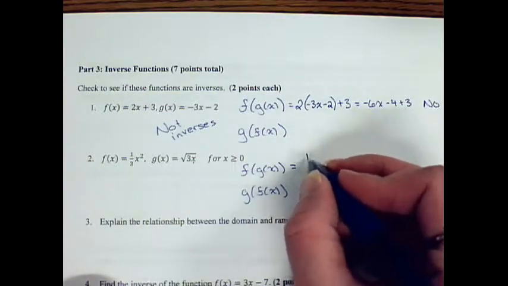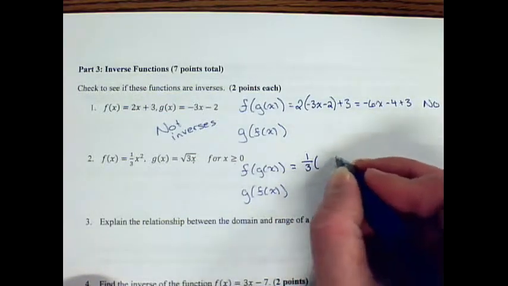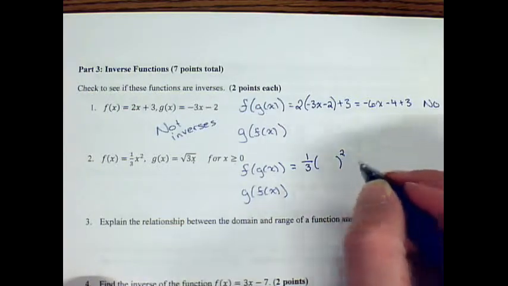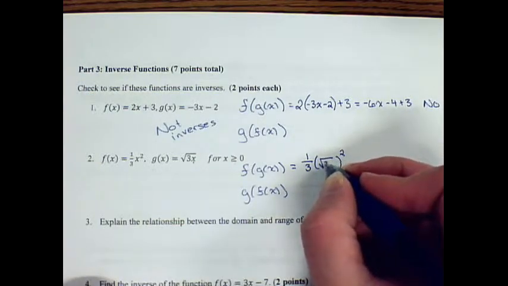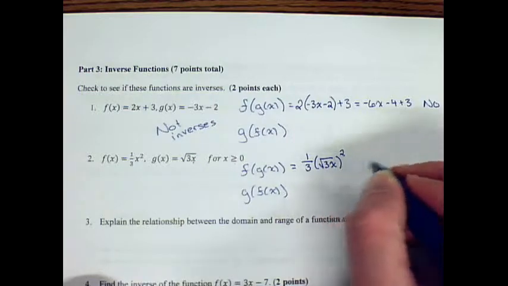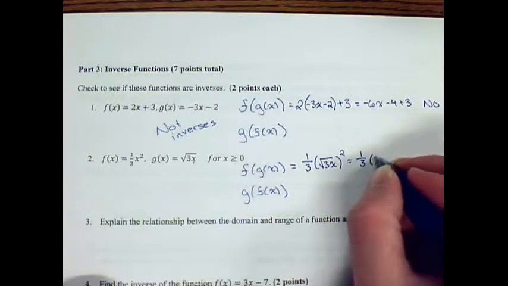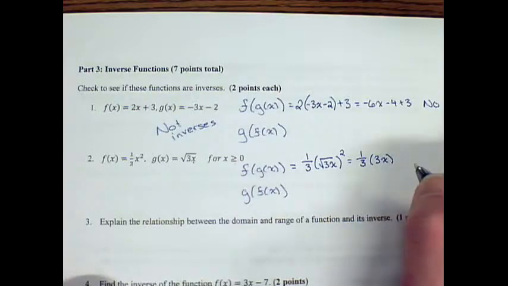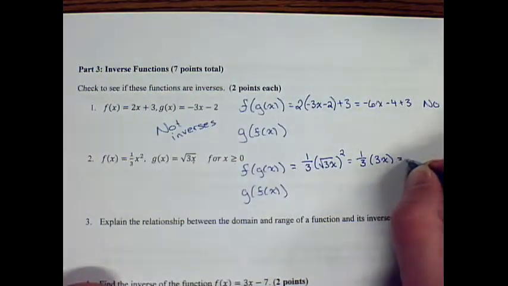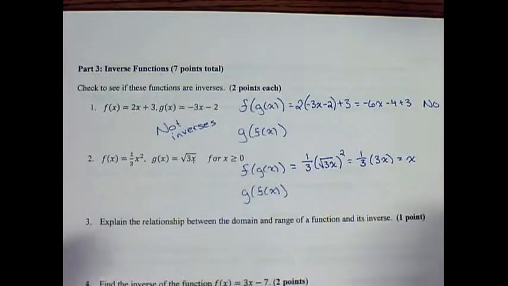Okay, f of x was the function 1/3 my input squared. My input this time is the square root of 3x. What happens when you square a square root? They undo each other. So out would come just 3x. 1/3 of 3x is just x. Ooh, we're looking good so far.